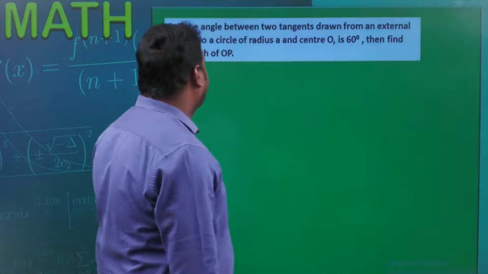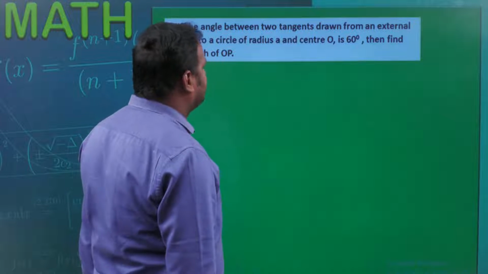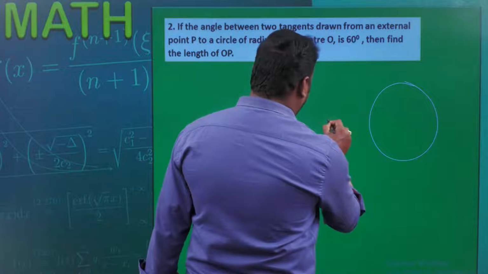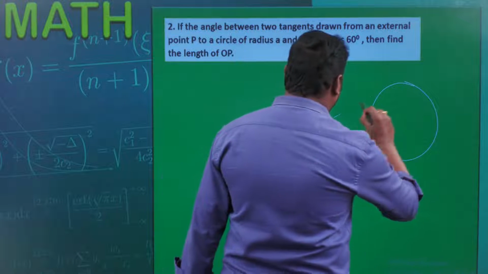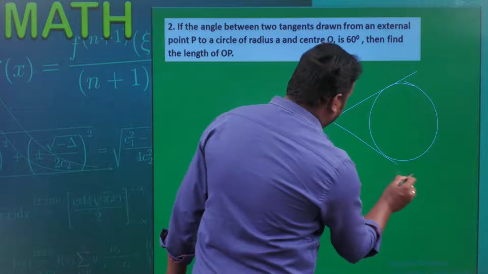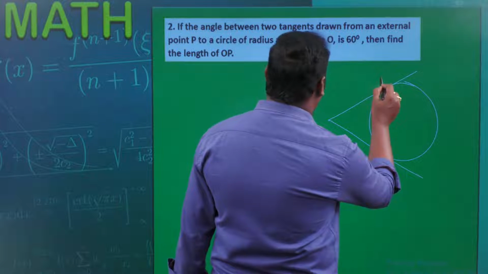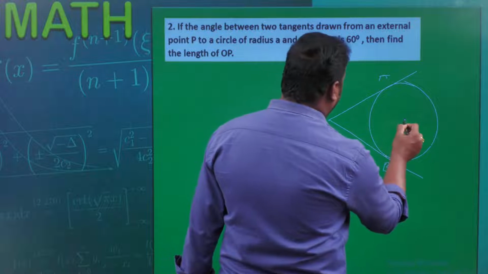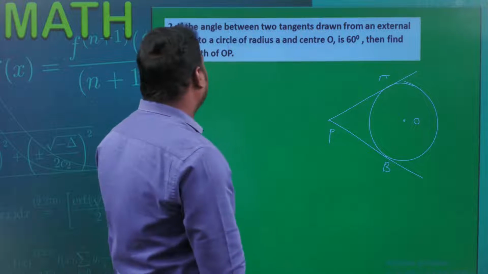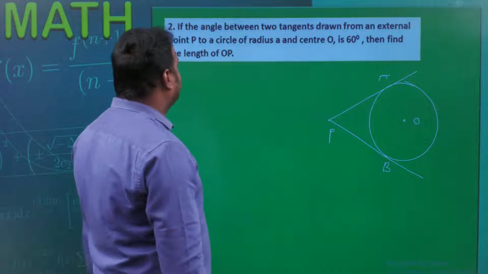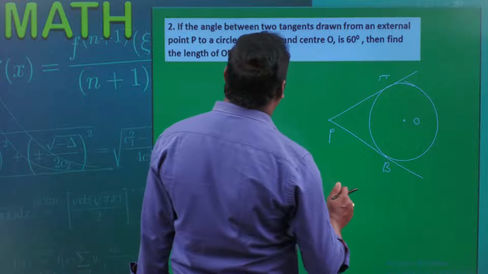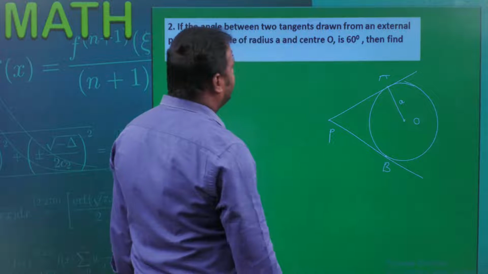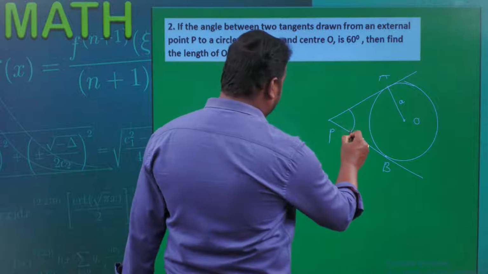Coming to the next problem: if the angle between two tangents drawn from an external point of a circle is... this is a circle, this is a point outside the circle, this is the radius, this is one tangent, this is one more tangent. These two are points of contact, let it be A and this is B, this point is P, and the circle with center O. If the angle between two tangents drawn from external point P to a circle of radius small a is 60 degrees, so this entire angle is equal to 60 degrees.